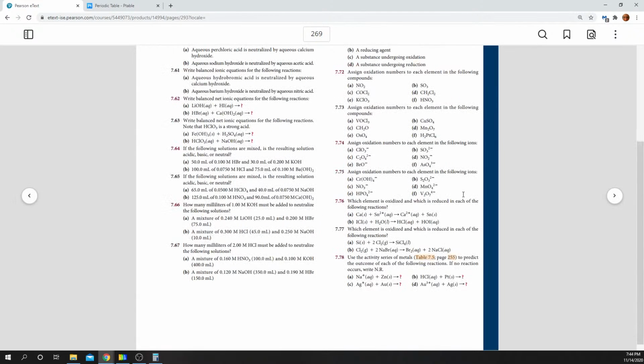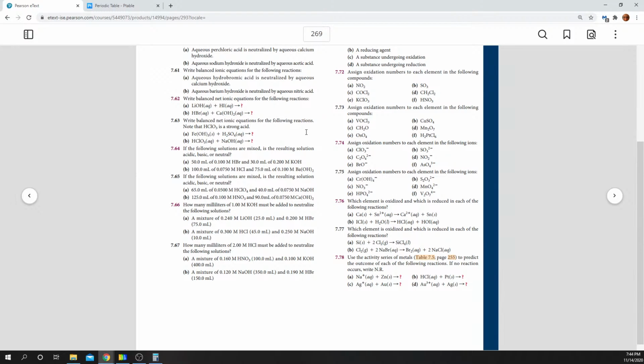Okay, 64. The following solutions are mixed. Is the resulting solution acidic, basic, or neutral? Okay, this is a limiting reactant problem. They're just asking, are you going to have acid left over or base left over? 50 mils of 0.1 molar versus 30 mils of 0.2 molar, that's going to be basic. You're going to have 0.005 moles of the hydrobromic acid and 0.006 moles of the potassium hydroxide. So you're going to have a little potassium hydroxide left over. The hydrobromic acid's the limiting reactant.